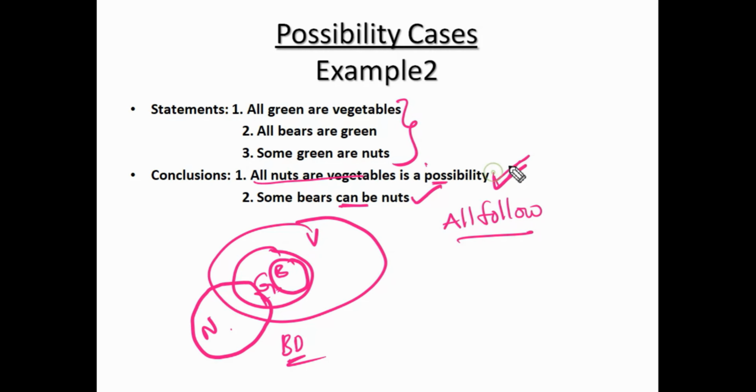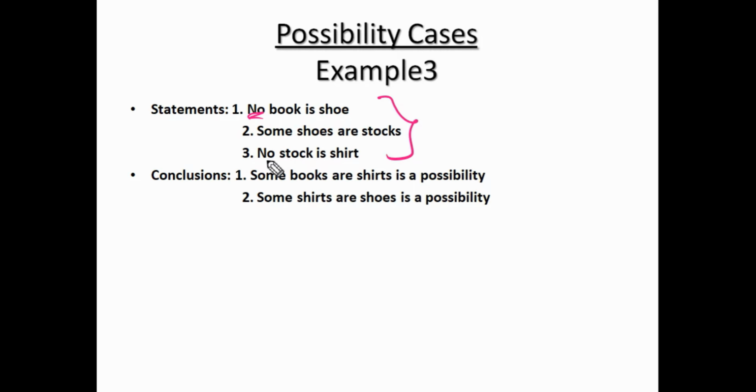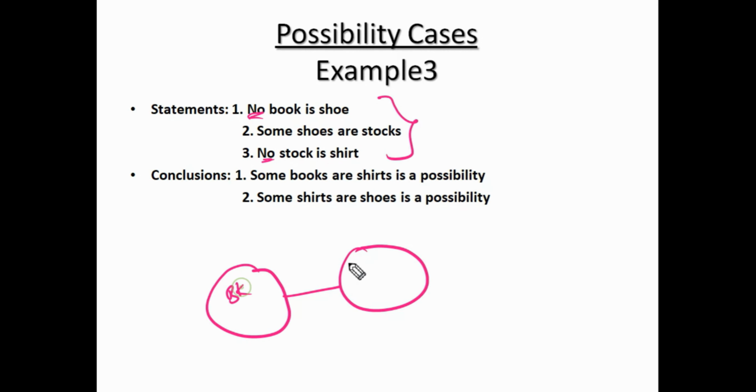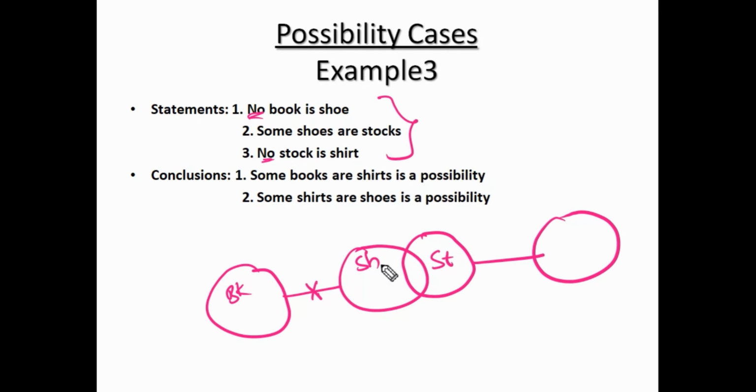Next, see. Is there any negativity in the statements? Yes, there is negativity, which means we have to draw the diagram. No book is shoe. There should be no intersection between book and shoe in any possibility. Some shoe are stocks. This is stock. No stock is shirt. I'm taking this as shoe and this one as shirt. So this is the basic diagram.